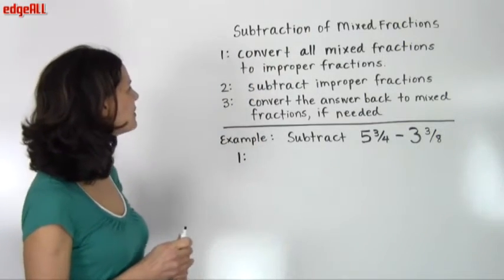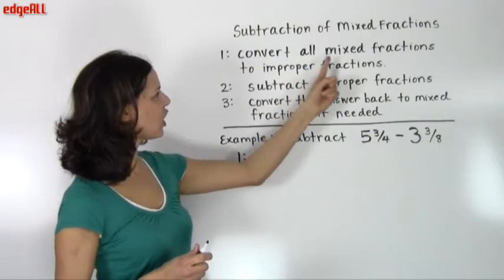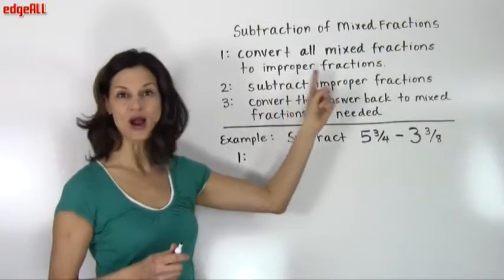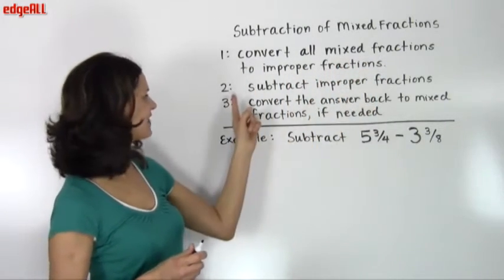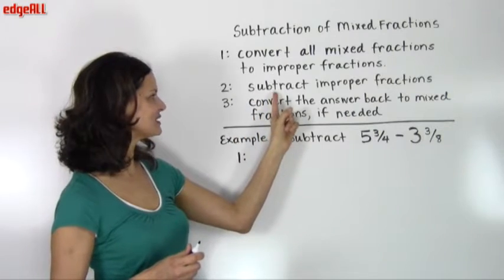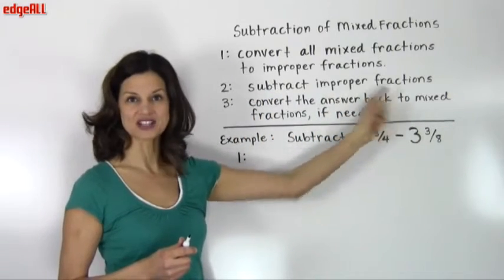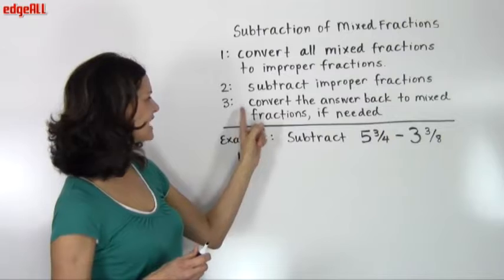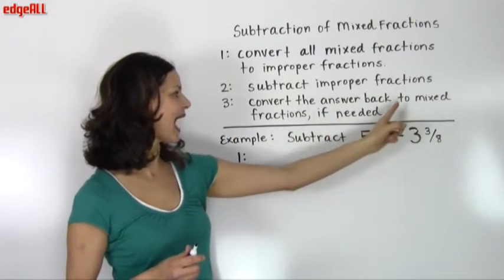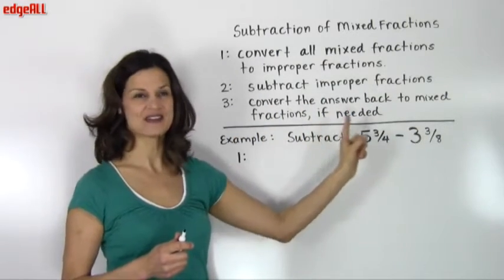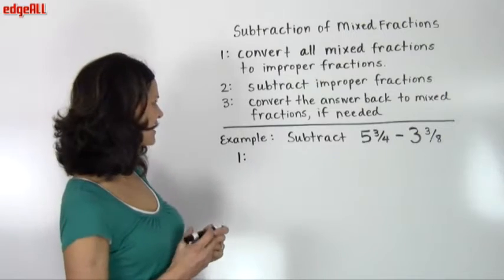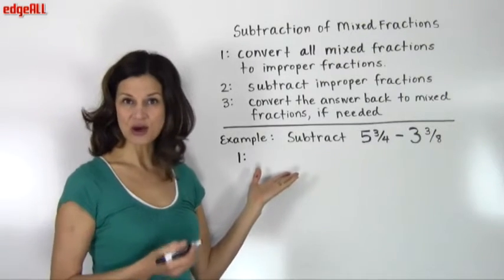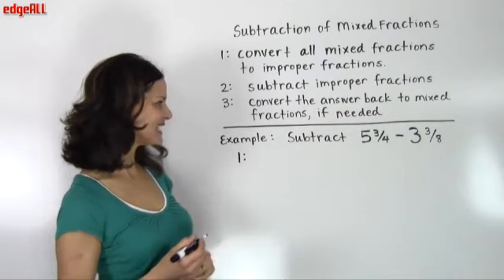Our first step is going to be to convert all mixed fractions to improper fractions. And the second step will be then to subtract the improper fractions. And the third step is to convert the answer back to mixed fractions if needed. So let's take a look at an example and go through these steps with this example.